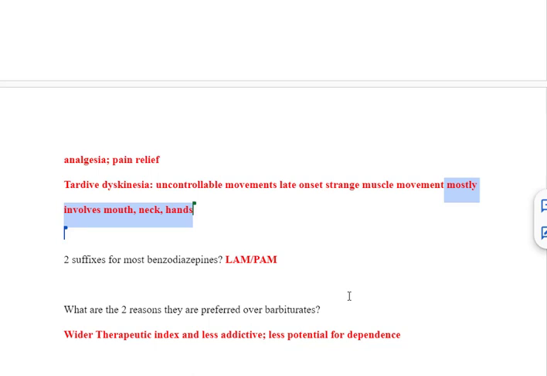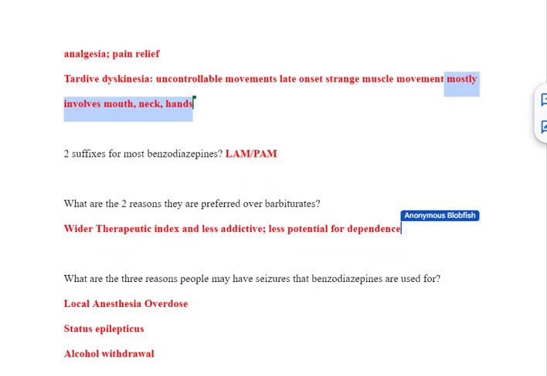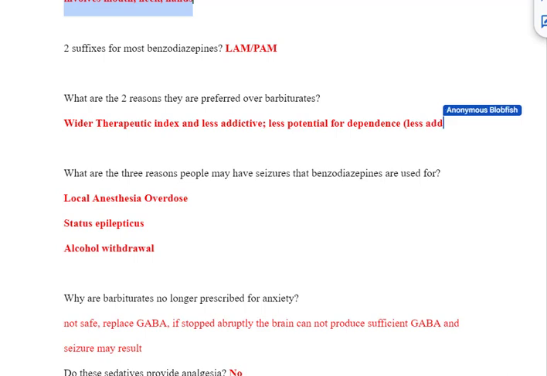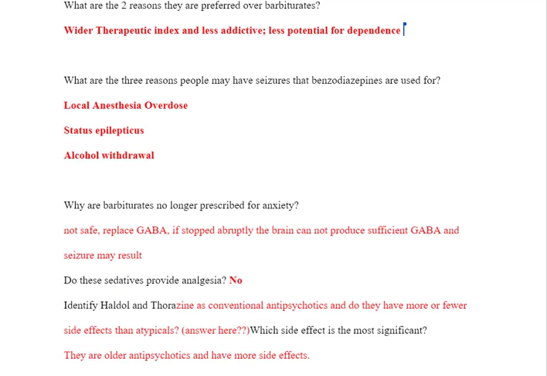2 reasons they're preferred over barbiturates: they have a wider therapeutic index and they're less addictive. The 3 reasons people may have seizures: local anesthesia overdose, status epilepticus, and alcohol withdrawal. Barbiturates are no longer prescribed for anxiety. I'm going to say they replace GABA. If stopped abruptly, the brain cannot produce sufficient GABA, and then a seizure may result. Do sedatives provide analgesia? No.